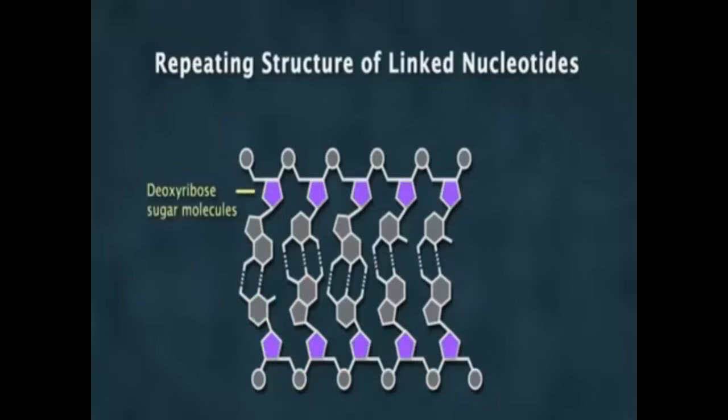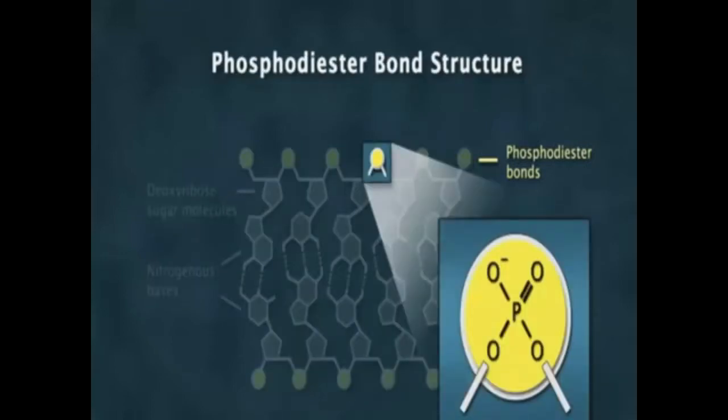The major structural components of DNA is that they all share a deoxyribose sugar backbone and nitrogenous bases. The nitrogenous bases are the information carriers of the genetic material. The nucleotides themselves are linked together by phosphodiester bonds. And if we zoom in here, you can see why DNA has a negative charge.